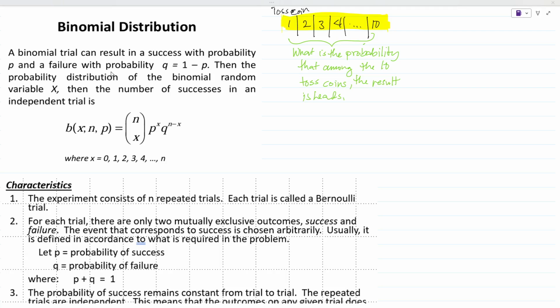So, dito, we can see that the binomial trial can result in a success with probability P and a failure with probability Q, where Q is equals to 1 minus P. Okay, P and Q. Yung P yung probability ng success, and Q will be the probability of failure. That is 1 minus P. Then, the probability distribution of the binomial random variable X, the number of successes in an independent trial, is ito siya.